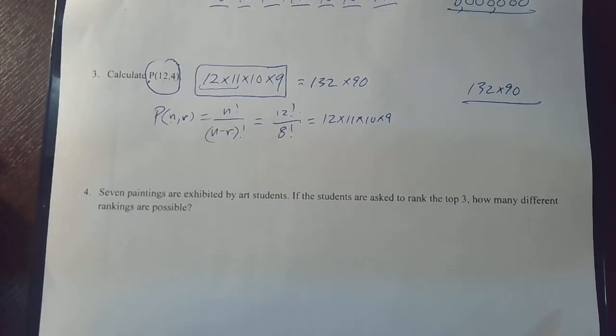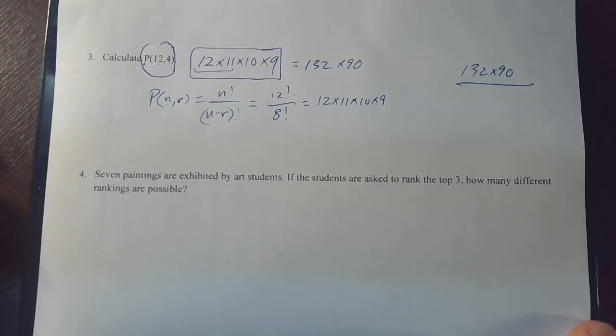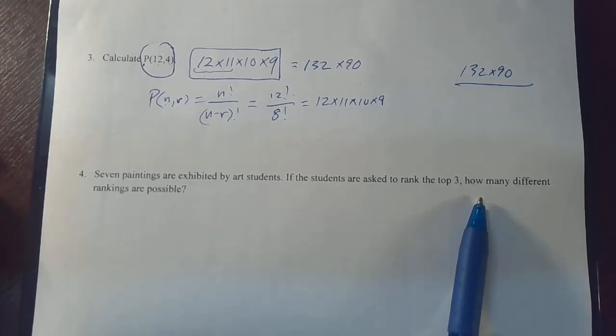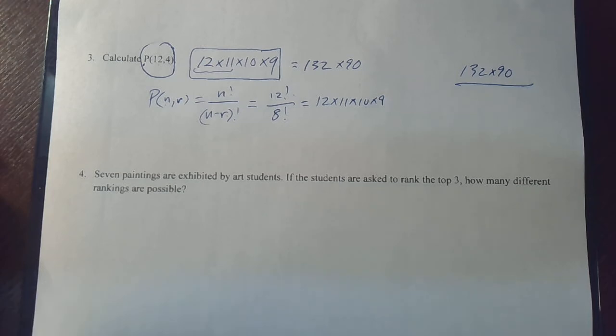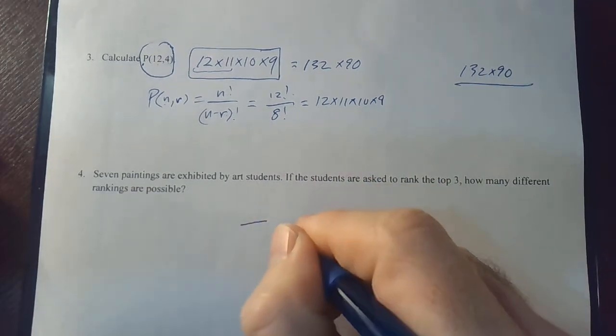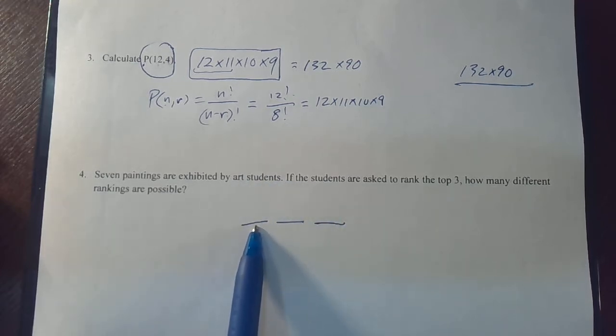All right, number 4: 7 paintings are exhibited by art students. If they're asked to rank the top 3, how many different rankings are possible? Well, you're ranking 3. That means there's an order involved, right? You can think of it as first, second, and third. You're ranking them. You're putting them in order. So how many could this possibly be?